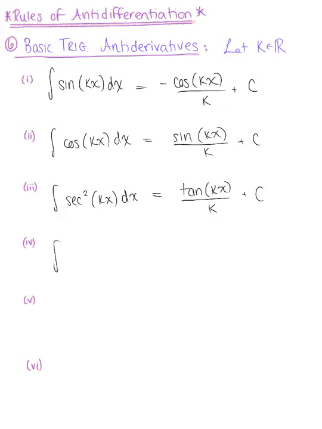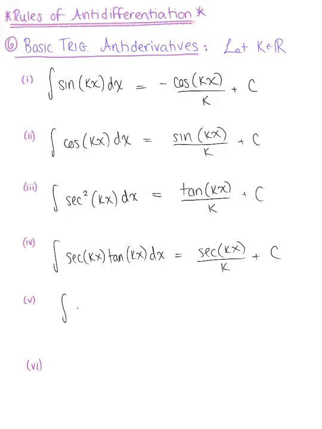If we have the antiderivative of secant of kx times tangent of kx dx, we think to ourselves, hey, this is the derivative of secant. So the antiderivative of this is secant of kx divided by k plus c. We have 2 more to go.